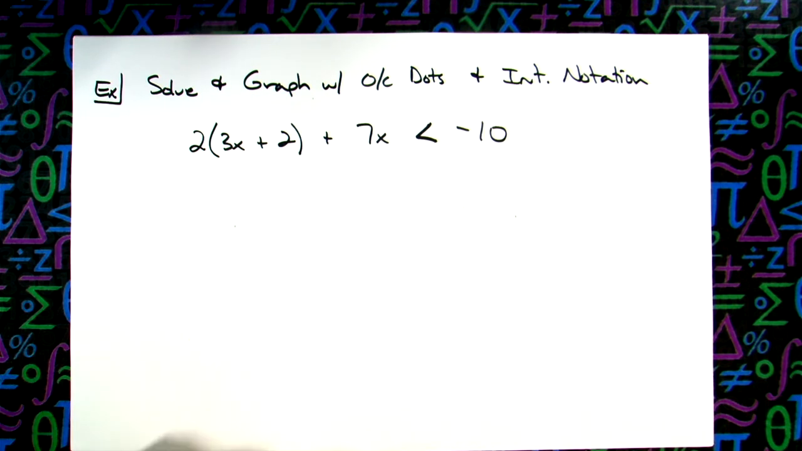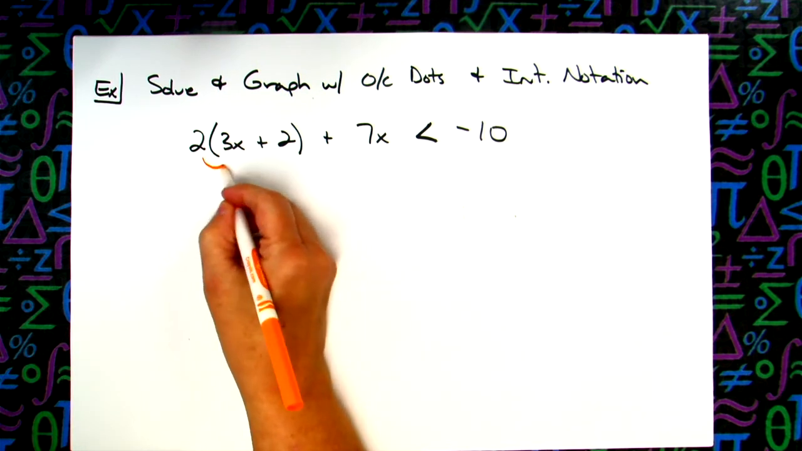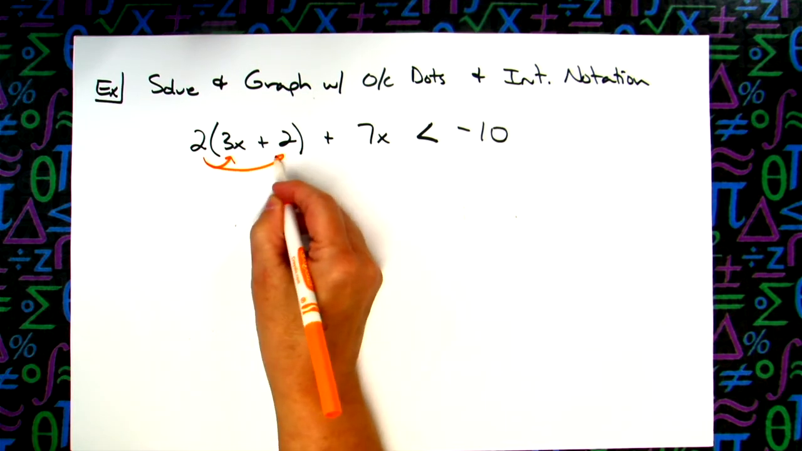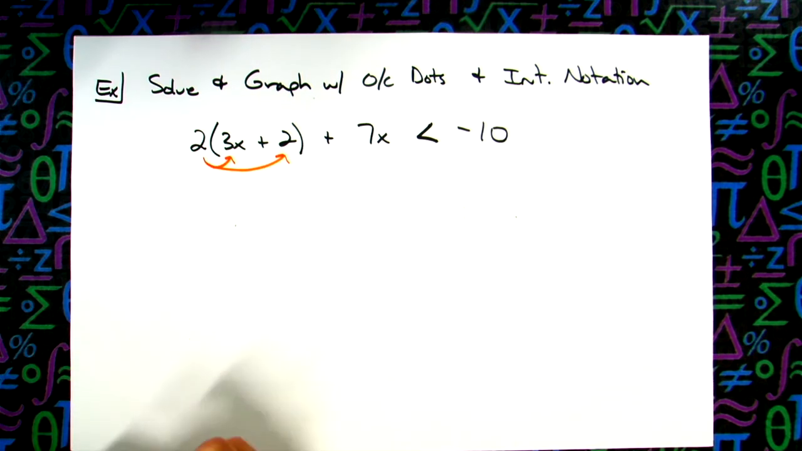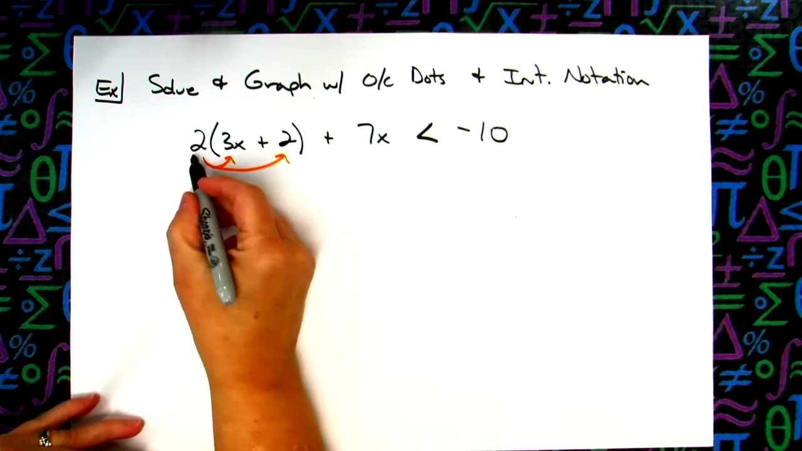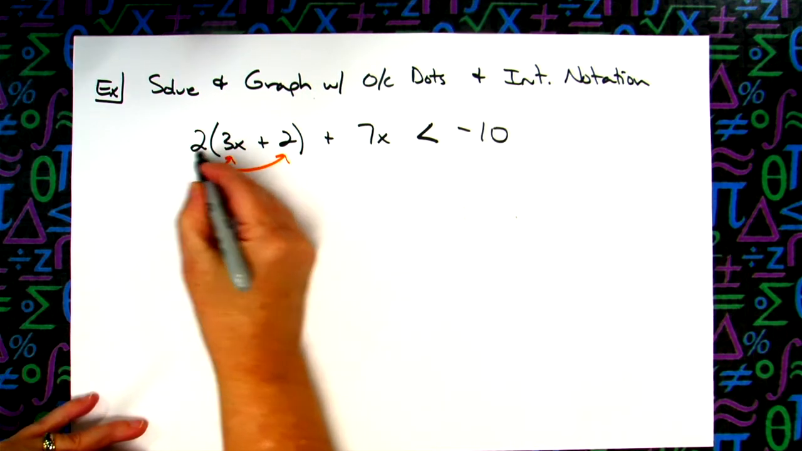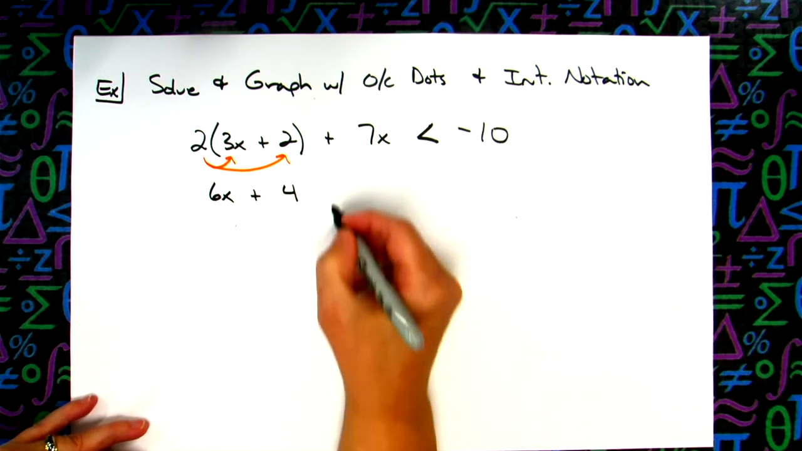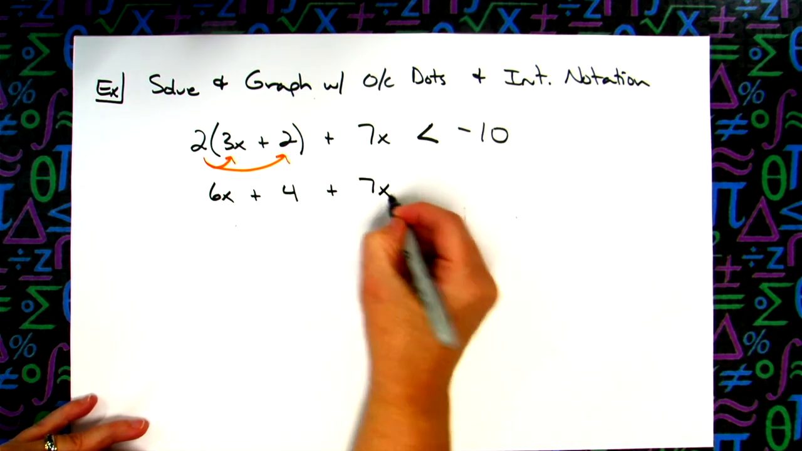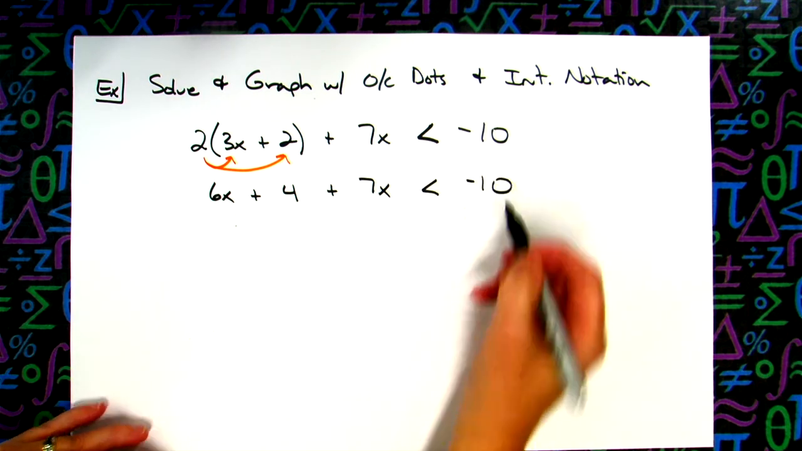Okay, watch for a minute. Your steps on solving this should match my steps. We've got a 2 and a set of parentheses. We know that this means distributive property, so that 2 needs to be multiplied by the 3x, and the 2 has to be multiplied by the other 2. So 2 times 3 is 6x, so everyone ought to have a 6x there. 2 times 2 is a 4, so you ought to have a 4. The 7x we're not doing anything with, so it comes straight down. The less than sign comes straight down, and the -10 comes straight down.